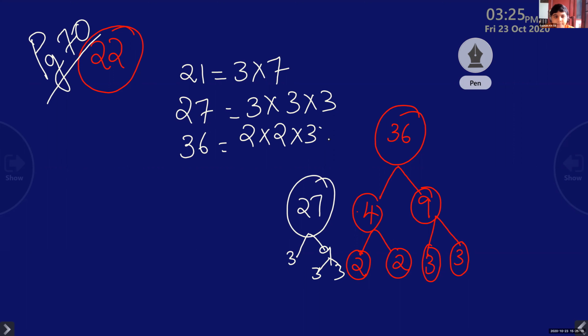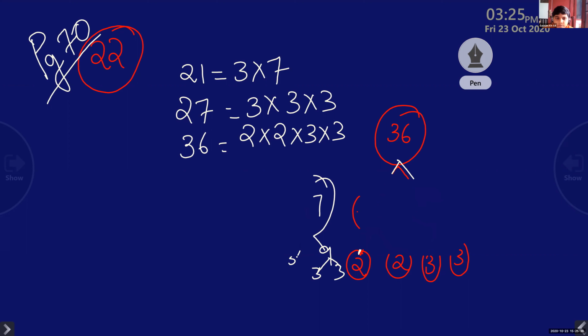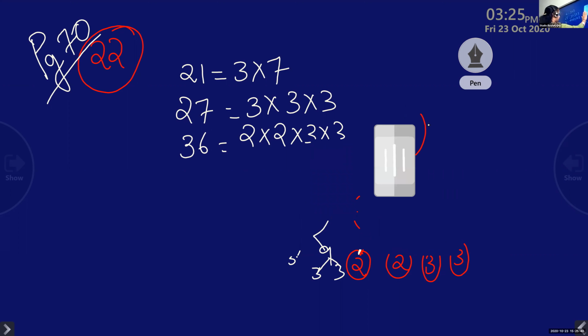So here, if you want to write 4 into 9, but this 4 is again a composite number, you have to write 2 into 2. 9 can be written as 3 into 3. Now we have to find the LCM of these 3 numbers.